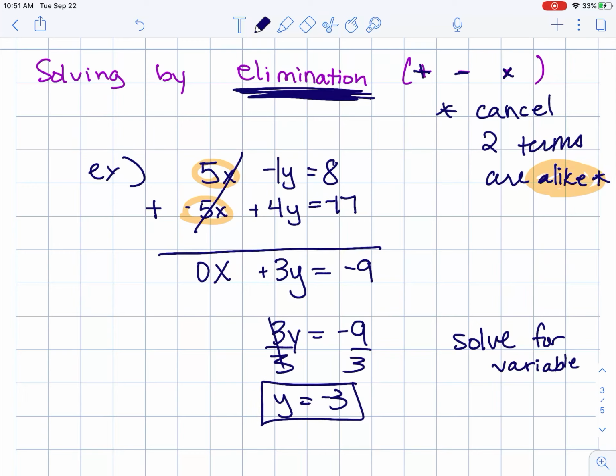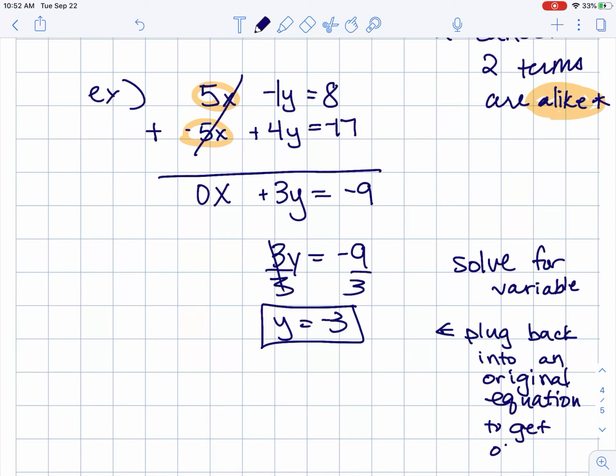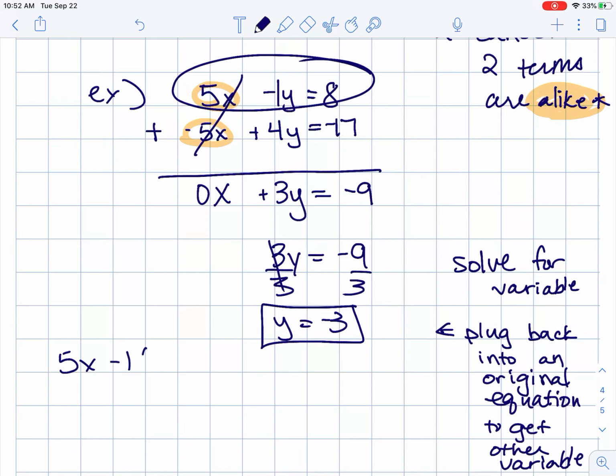But again, we need a value for x and for y. Once we get y, now we're going to plug back into an original equation to get the other variable. So here we go. I'm just going to pick this top one. I know 5x minus 1 times y, which is negative 3, equals 8. So that comes from 5x minus y equals 8. Okay? We plugged in that value of y right here. And now we're just going to simplify.